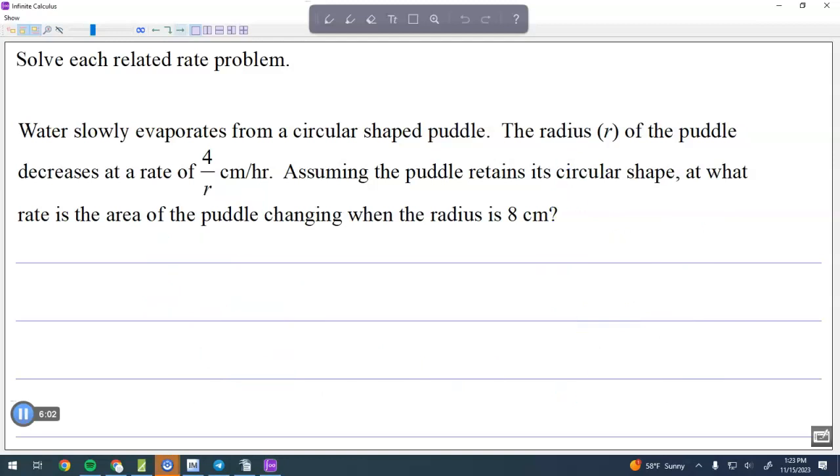So first of all, read through it and see if you can identify the formula we're going to start with. The circumference of a circle, area of a rectangle, volume of a cube. What do we got?